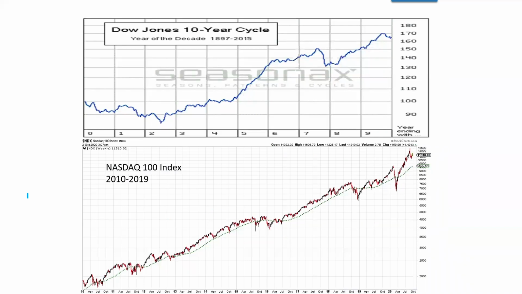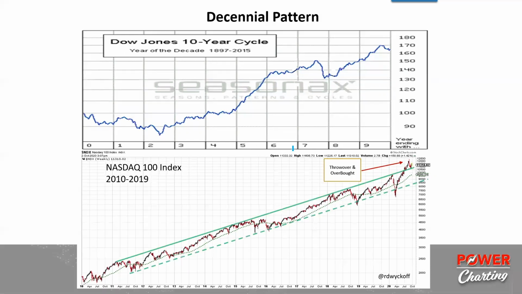So here is the decennial pattern with the NASDAQ 100 going back to 2010. So this is the decennial pattern lined up to the NASDAQ 100. And what you can see here is the incredible persistency of the NASDAQ 100 advance through this whole period. And so it's really had an upward bias even to the 10-year decennial. So really quite a remarkable 10-year stretch for growth stocks.